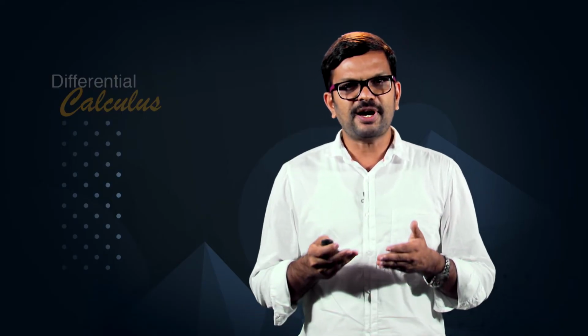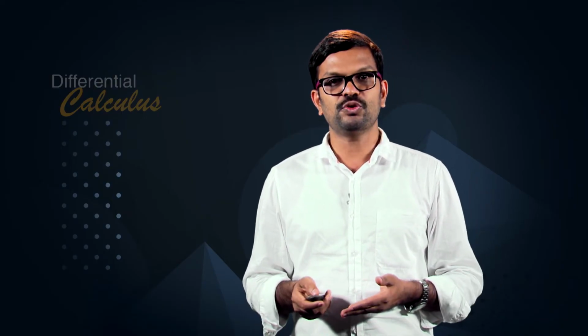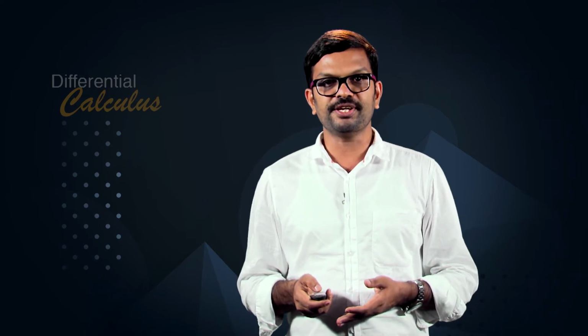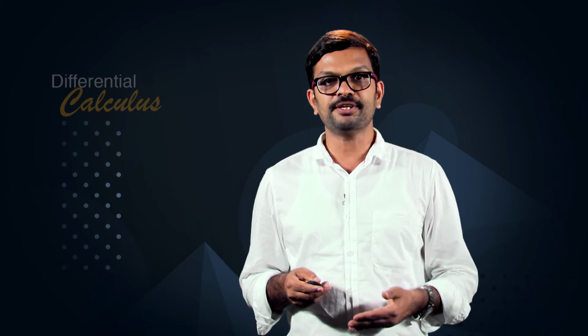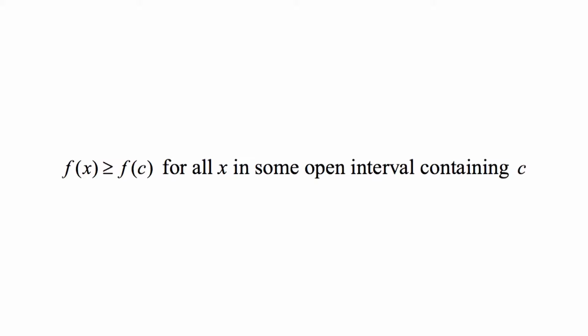We say that a function has a local maximum value at an interior point c of its domain if f of c is greater than or equal to f of x for all x in some open interval containing c. A function f has a local minimum value at an interior point c of its domain if f of x is greater than or equal to f of c for all x in some open interval containing c.